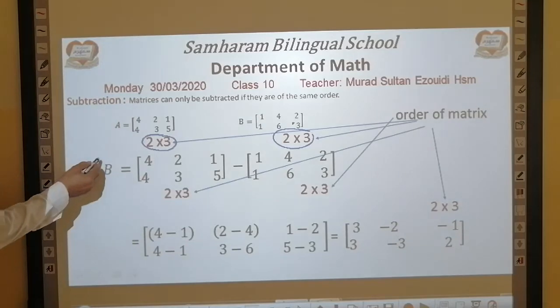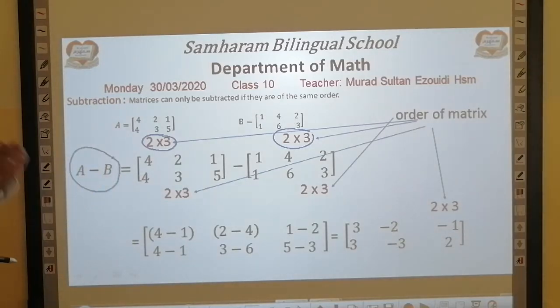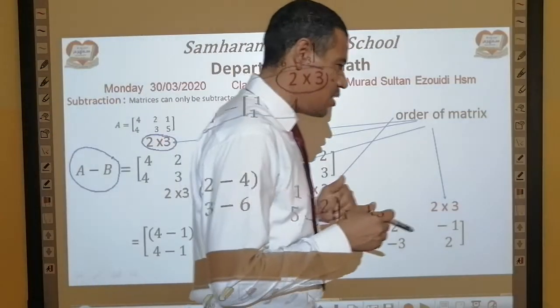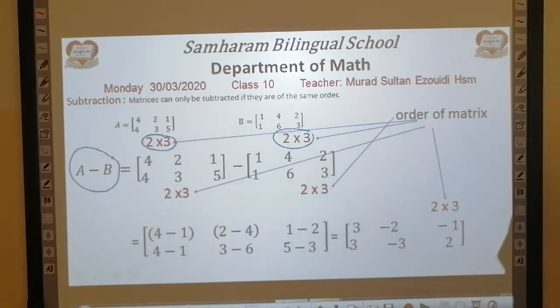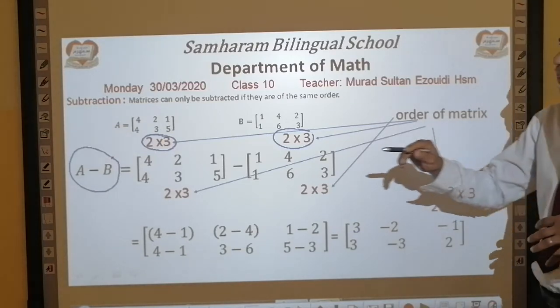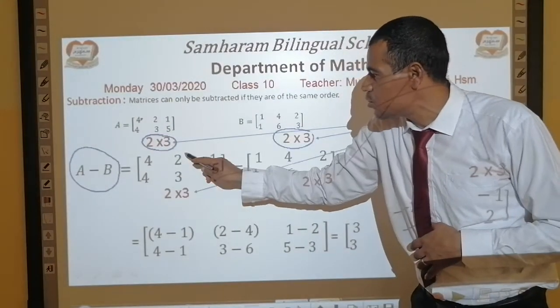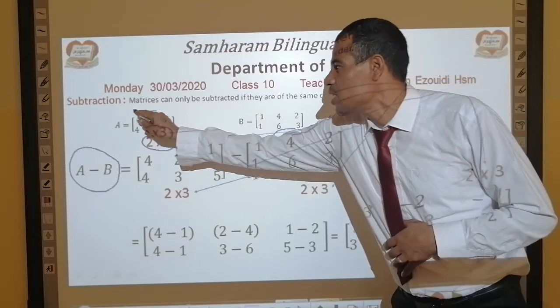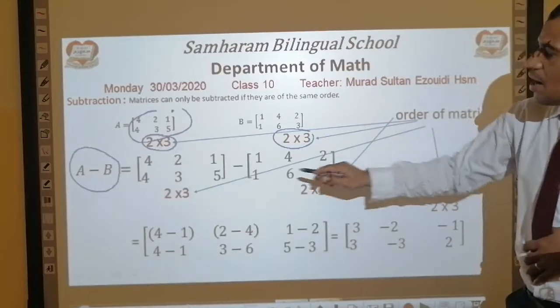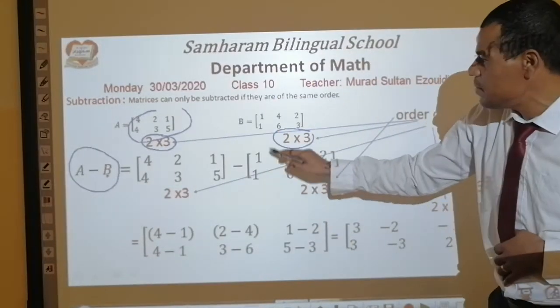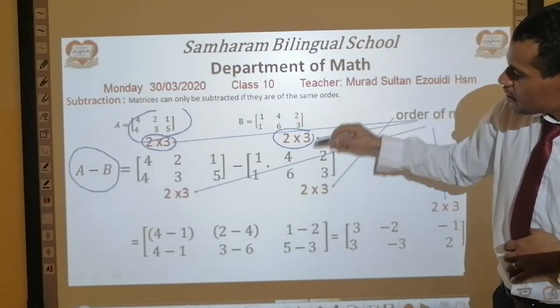Now the question is: make the difference, find A minus B. As the first matrix A is 2 by 3 and B is 2 by 3, let's see if the difference of these two matrices will also be 2 by 3. Look here, my kids. I will write my matrix here: 4, 2, 1 in the first row and 4, 3, 5 in the second. Then I made the negative sign, because here I will subtract. Then B is 1, 4, 2 and 1, 6, 3.